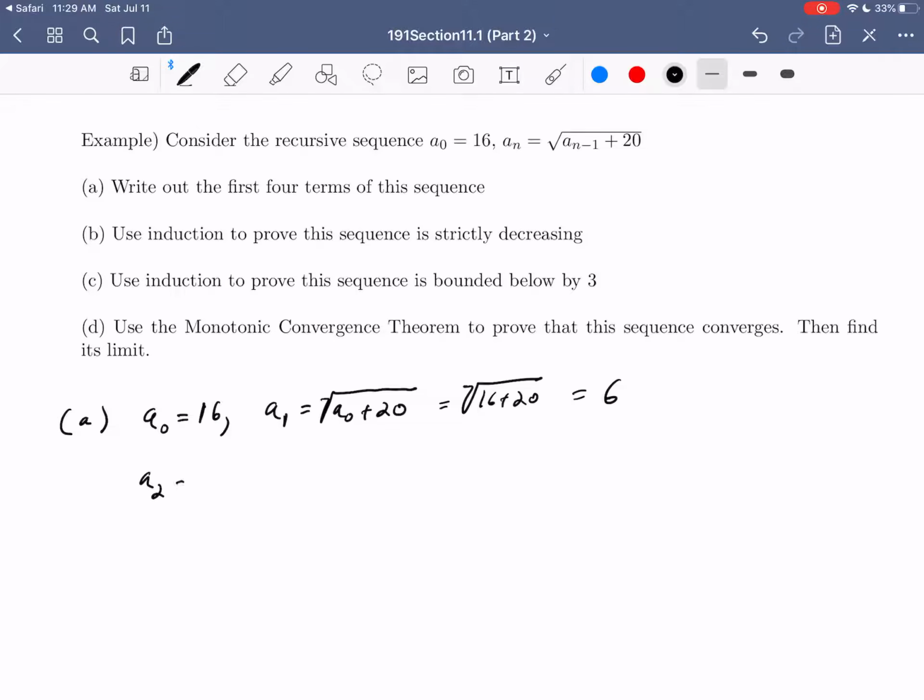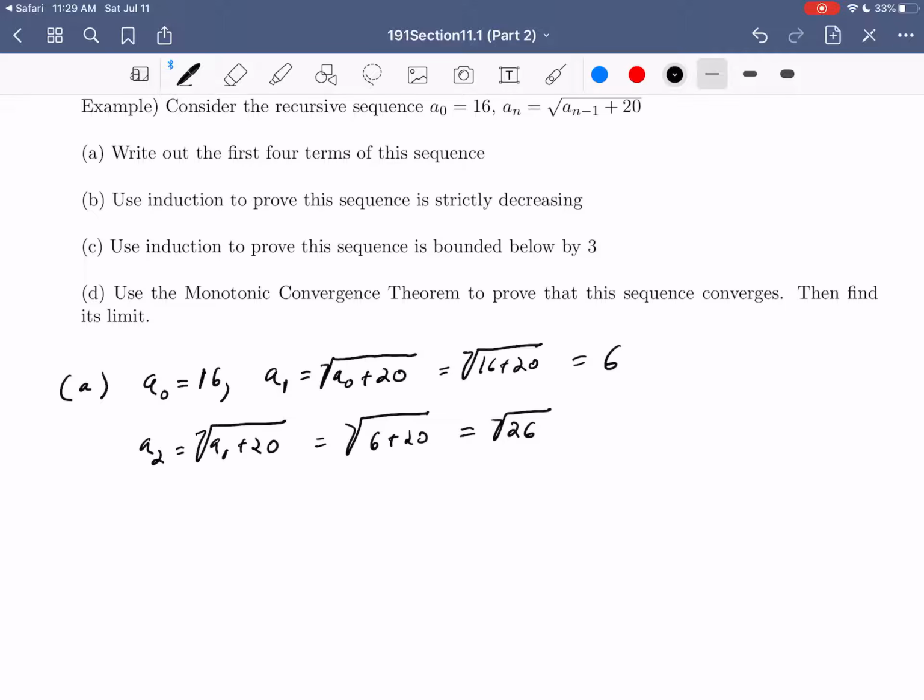Then a2 would be the square root. If you have an index of 2, 2 minus 1 is going to be 1. So we have a1 plus 20, just the previous one. And that means that we would get the square root of 6 plus 20. So a2 would be the square root of 26. And since we wanted the first four terms, we've got 1, 2, 3. We just need to go one more.